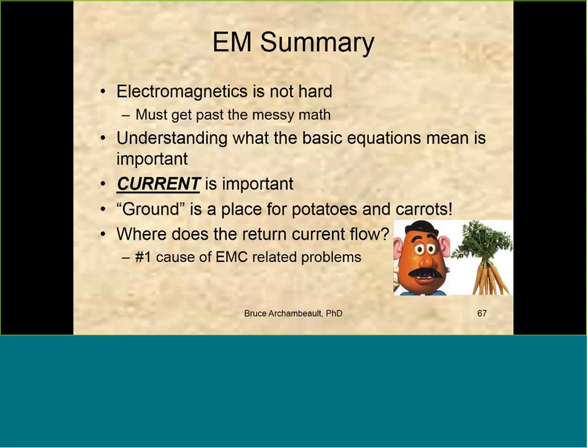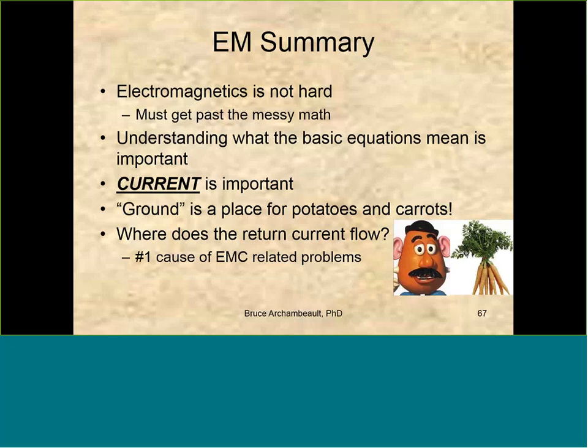So the bottom line here is that I think electromagnetics is not really hard after we get past the messy math. University professors ought to be able to calculate something that you can be graded on, so they have to deal with the mathematics. But I think that understanding what the basic equations mean is important and is going to help design printed circuit boards and systems much more effectively. Remember that the current is what's important. There is no such thing as voltage. It's a man-made construct. Of course, it's a lot more convenient to measure voltage than current, but the bottom line is that current is the thing happening on our circuit boards and systems that actually causes anything to happen.